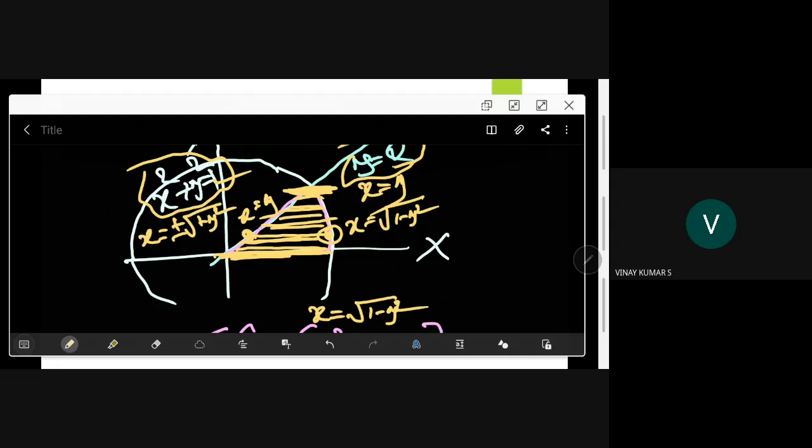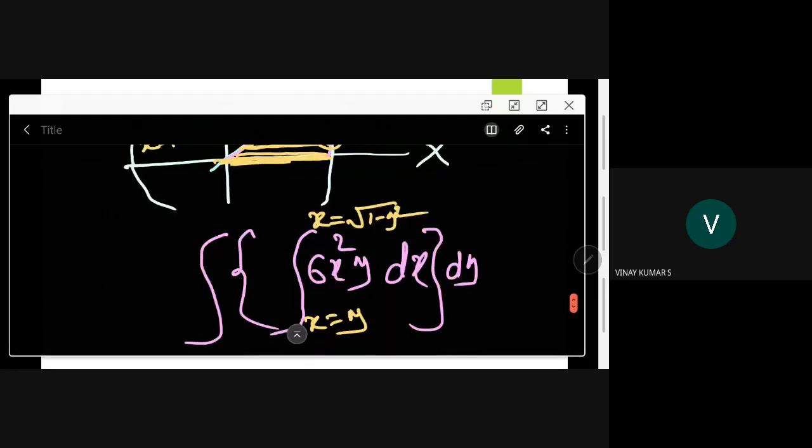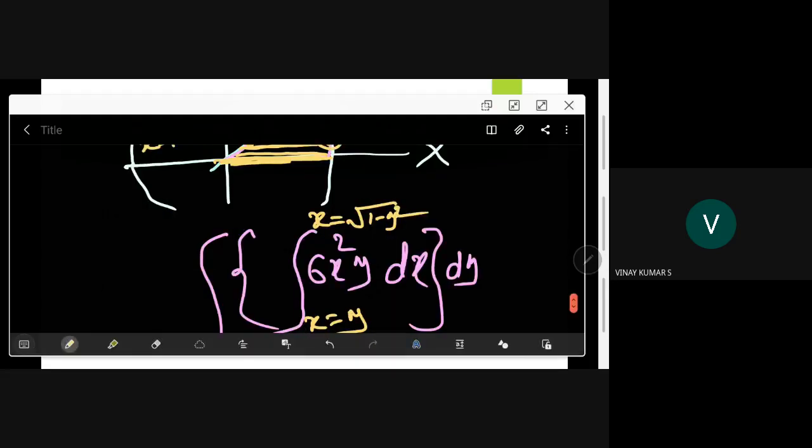Right. See, when you have two equations here, x square plus y square is equal to 1 and y is equal to x, you eliminate one variable from both these equations. So put y is equal to x. So you have 2x square is equal to 1. So x square is 1 by 2. So x is equal to 1 by root 2, plus or minus 1 by root 2.